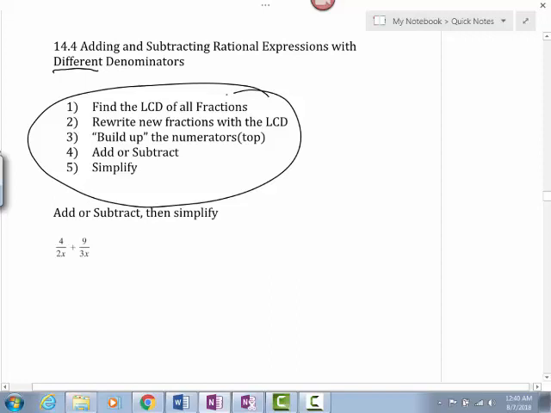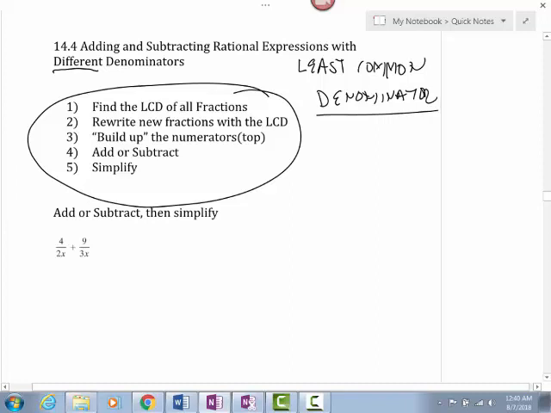So the first thing is we're going to look for the LCD of all fractions. Remember, the LCD just stands for the least common denominator. Okay, so least common denominator. We're going to write new fractions with the LCD. We're going to build up the numerators. That's the top part of the fraction. We're either going to add or subtract, depending on what problem we have. And then we're going to simplify.